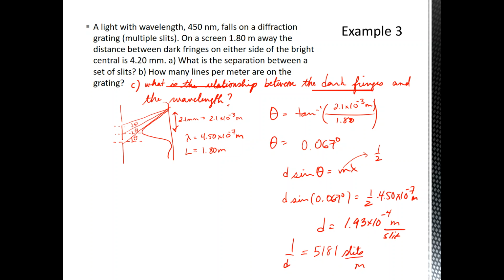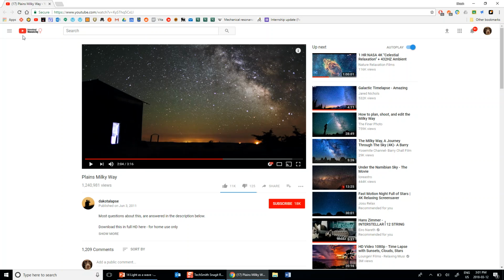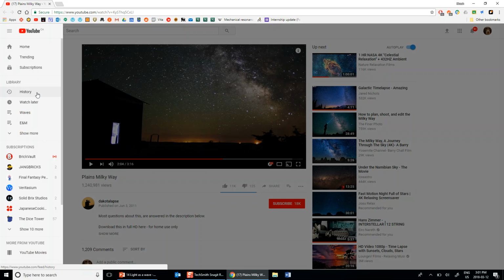I wanted to ask you guys this bonus question here. What is the relationship between the dark fringes and the wavelength, or the distance between the dark fringes, rather? I'm going to show you a video. I want you guys to have a hypothesis in your mind. Do you think the fringes are going to be further apart, or are they going to be closer together if the wavelength changes? Try to rationalize it, and then I'll show you a simple demonstration.